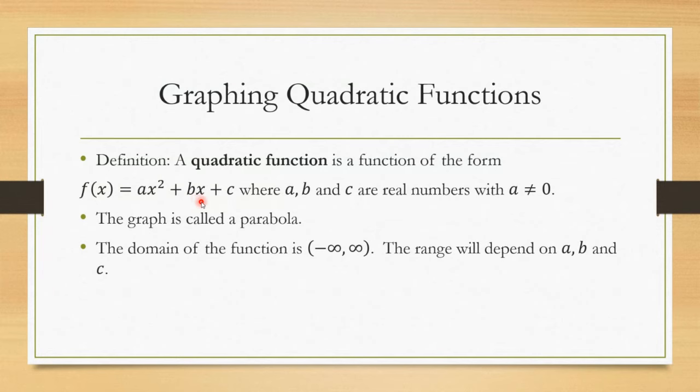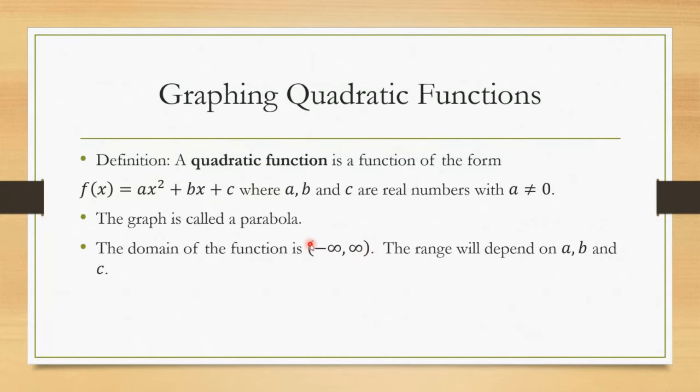The graph, remember, looks like the graph of y equals x squared. We call it a parabola. No matter what a, b, and c are, the graph is called a parabola. What's nice about these functions is that their domains are all the same. Remember, the domain is all the inputs, all the numbers you could put into x and get an output that makes sense. So in this case, the domain would be all real numbers, and this is notation for all real numbers.